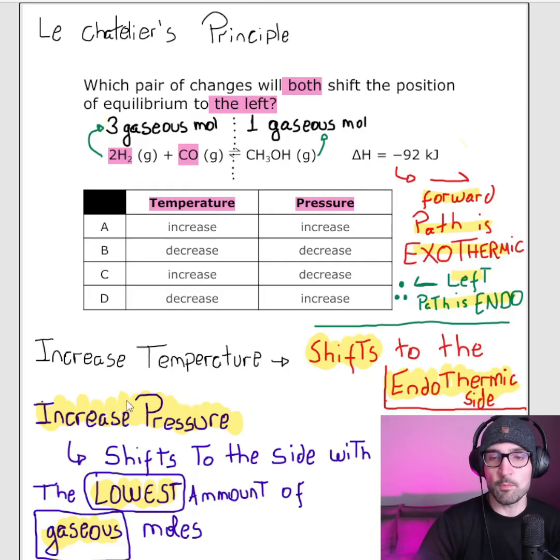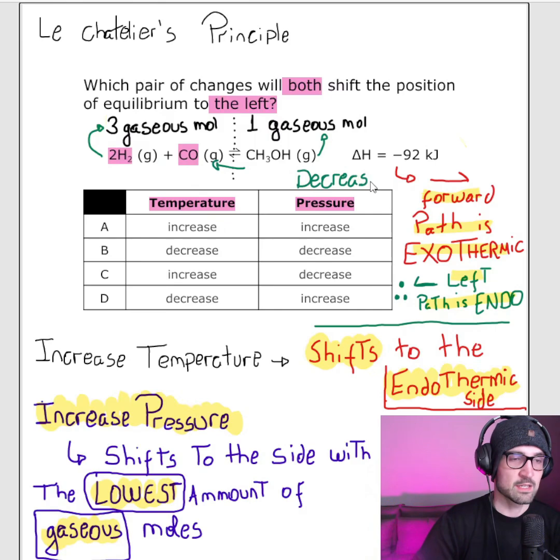So we want to do the opposite. If we decrease the pressure, it will shift our reaction to the left in this case, because the left side has more gaseous moles in this specific reaction. So in this case, if the question wants to shift to the left, we need to decrease the pressure.